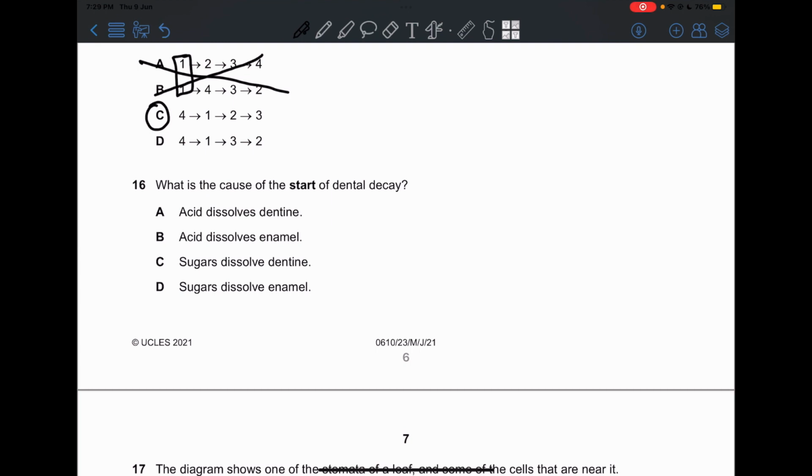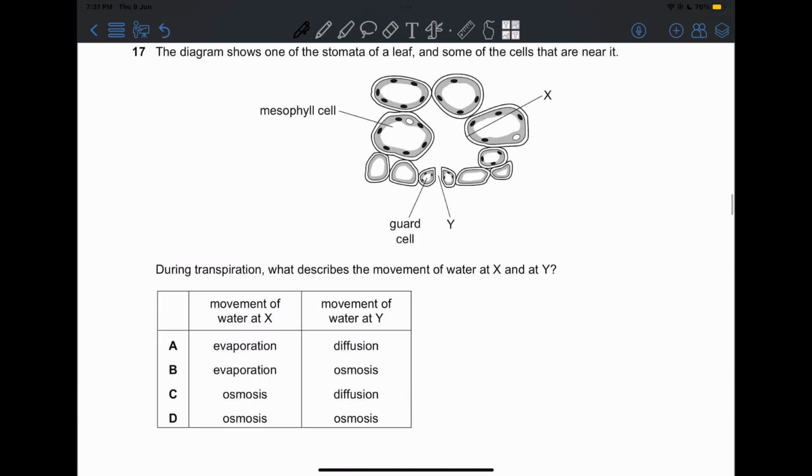16. What is the cause of the start of dental decay? Now we know that dental decay actually occurs because there is bacteria that produces some acid, and this acid will dissolve the enamel, which is the strongest layer in the teeth. So when this layer begins to dissolve, it will go to the dentin, which is below it. So of course we can't choose A over here because dentin is below the enamel, and the enamel is the first layer that gets exposed to the acid produced by the bacteria. So it's going to be B.